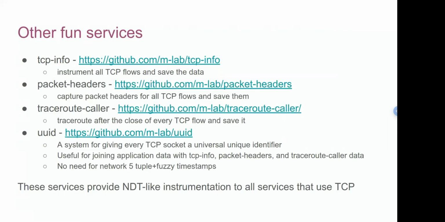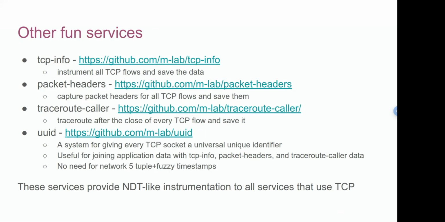There's a system called packet headers, because remember NDT used to save packet headers, and now that's not a feature provided by that binary anymore. It's provided by the packet headers binary, which captures packet headers for all TCP flows on the system and saves them. And there's a system called traceroute caller. That was something MLab always did, but it's not something that was built into NDT, but it sure was handy. It will traceroute after the close of every TCP flow on a system and save the resulting traceroute.